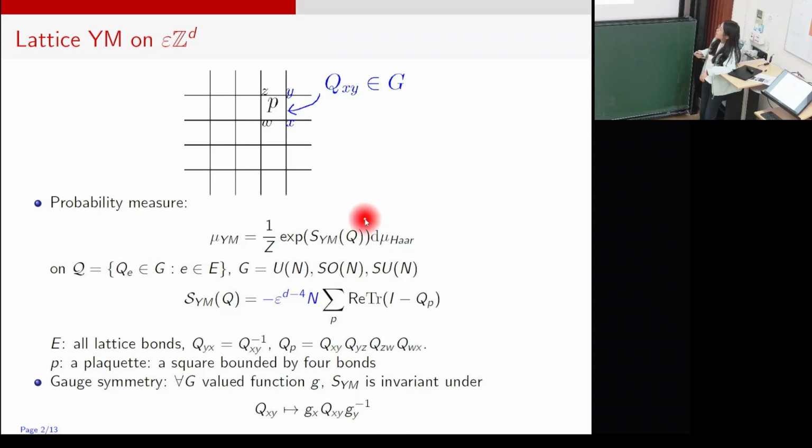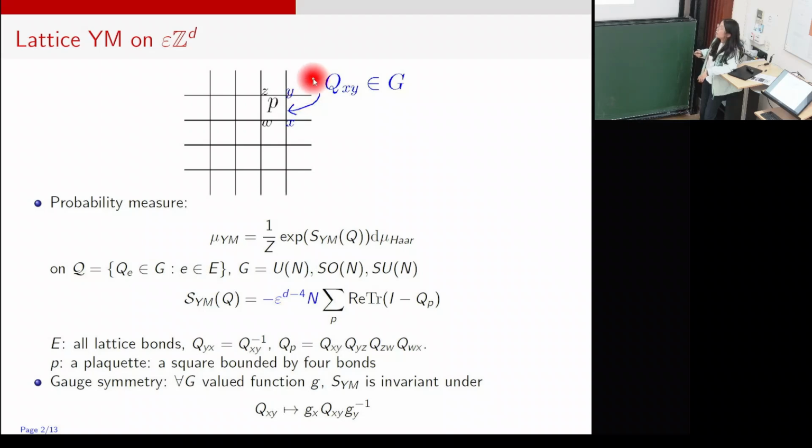And we also have the continuum Yang-Mills model, also mentioned in Elias' talk. In fact, for the discrete one, the Q component takes values in this compact Lie group. But for the continuum case, as I just mentioned, Q_p will have large probability to be close to identity. And each q_xy should also be close to identity.